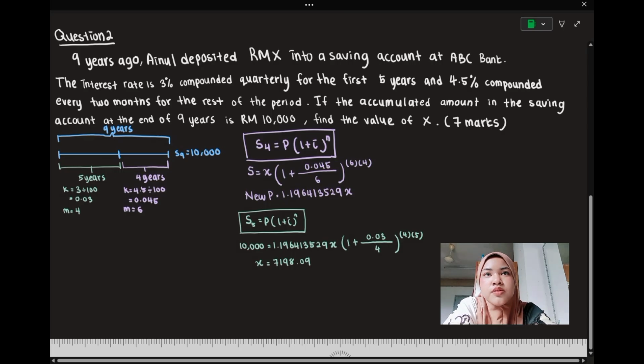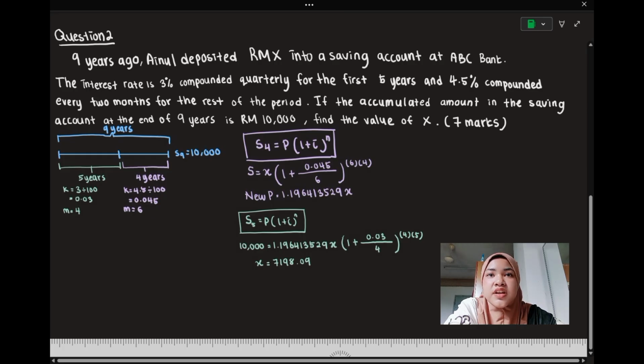We are going to question 2. 9 years ago, I deposited RM X into a savings account at ABC Bank. The interest rate is 3% compounded quarterly for the first 5 years and 4.5% compounded every 2 months for the rest of the period. If the accumulated amount in the savings account at the end of 9 years is 10,000 ringgit, find the value of X.